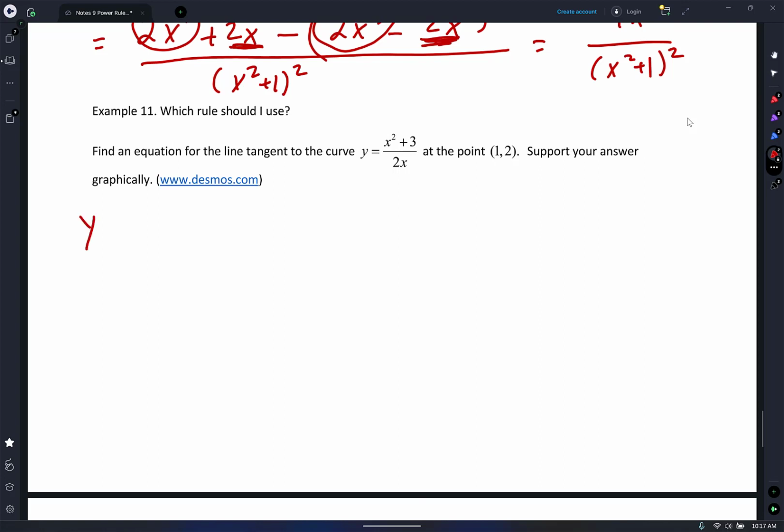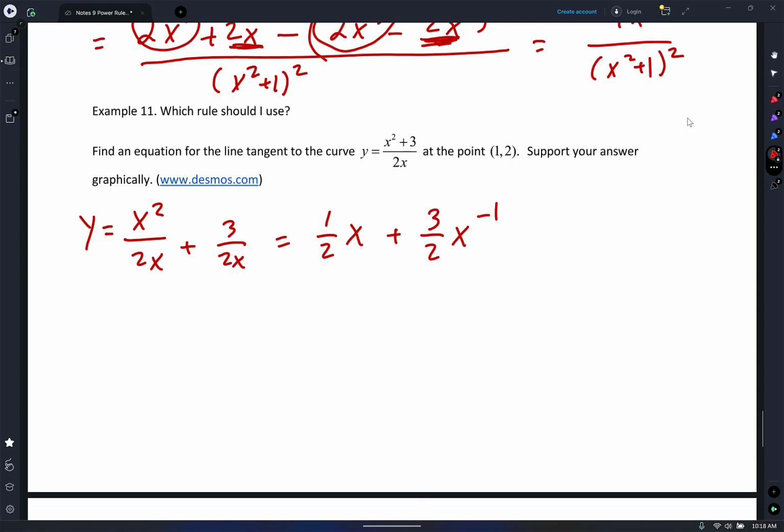So do algebra first. So I have x squared over 2x plus 3 over 2x. One of those x's cancel out, so I have 1/2. I'm going to put the x on the side so it's easier to take a derivative. Plus, and I'm going to bring that x up. I'm going to write it like this. 3/2 x to the negative 1.